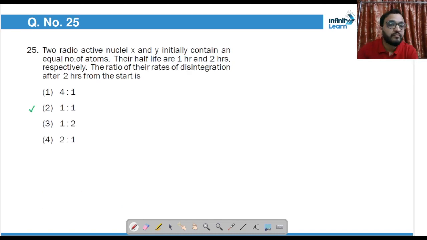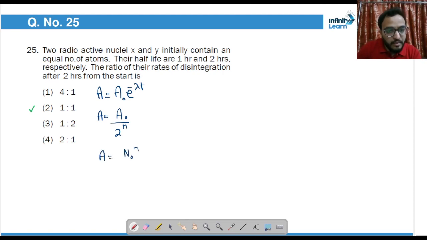Question 25. Two radioactive nuclei X and Y initially contain an equal number of atoms. Let's have a look at this question. There are two things to understand. One is, what is the formula of activity? The formula of activity is either A naught into e to the power minus lambda t, or A naught upon 2 to the power n, where n is the number of half lives. A naught is N naught into lambda. So this is the formula that we will be using.